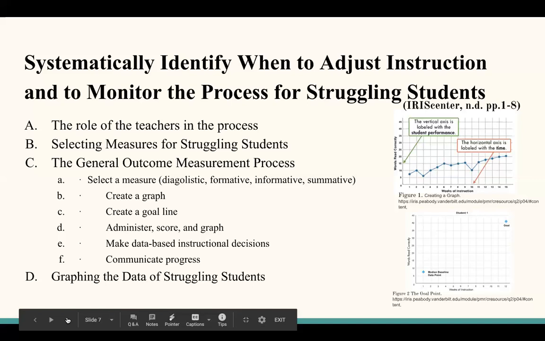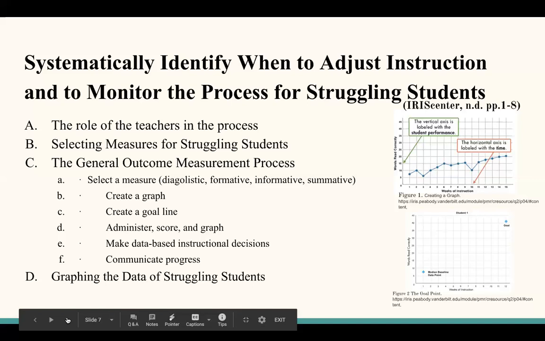a second grade student should read 100 words per minute correctly. This will be the goal point. And then we connect start point to the goal point. And then this will be the goal line. It will represent the student's expected average weekly rate of growth.